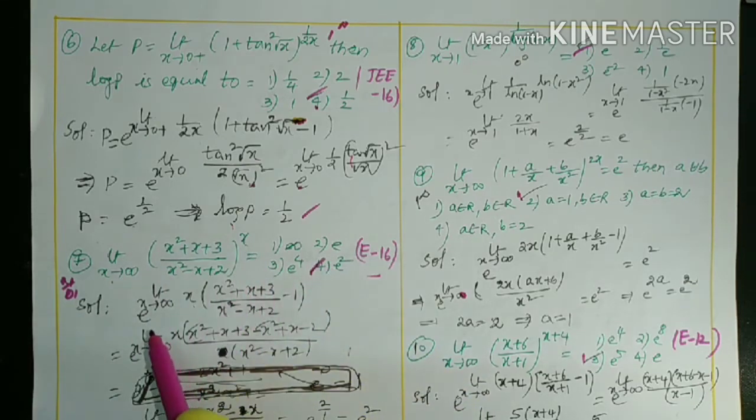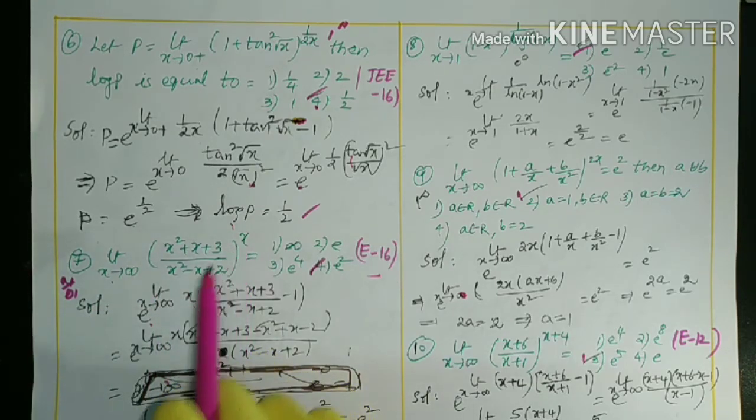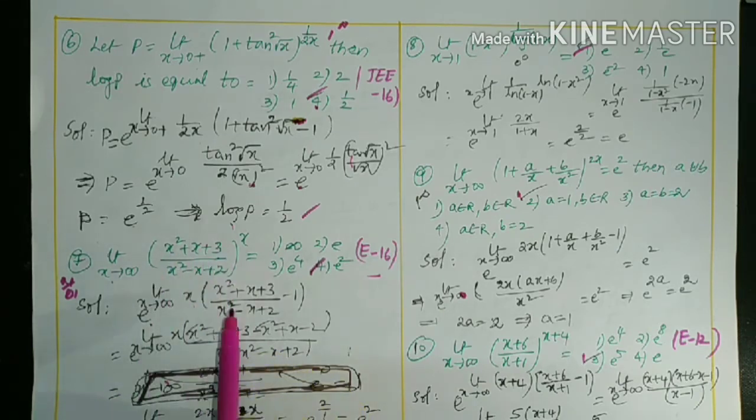In the 1 power infinity case, as usual, it is e power limit as x tends to infinity, of x, the power, into the base (x square plus x plus 3) by (x square minus x plus 2) subtracted with 1. Now simplifying, taking the LCM, it becomes x square plus x plus 3 minus x square plus x minus 2. After calculation, don't worry about this step, this becomes (2x square minus x) by (x square minus x plus 2).